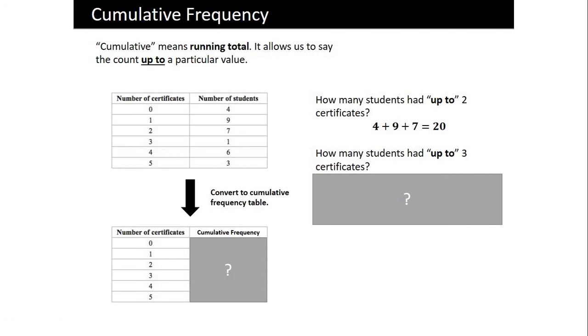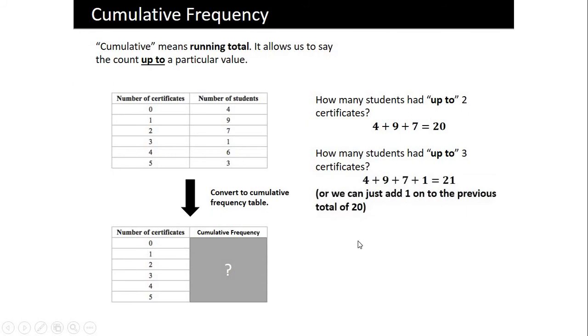How many students had up to 3 certificates? Well, that would be the 4 plus 9 plus 7, so the 20 that we've just looked at, but also an extra 1. So I've added that 1 on to the running total, and this is how we find cumulative frequency. We accumulate the frequencies as we go along.